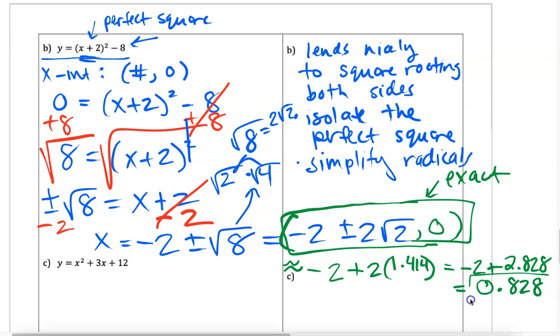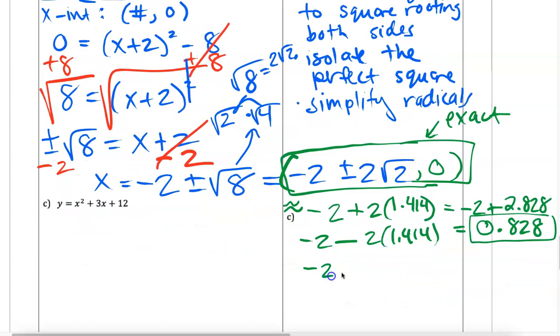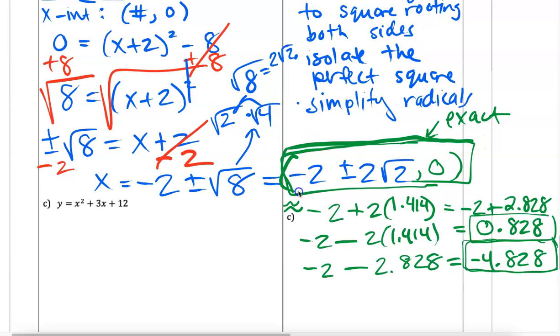So we're saying that that's one of the intercepts. And then the other one is when I subtract 2 times 1.414. So that's -2 minus 2.828, and then that would be -4.828. So these would be the decimal approximations for my x-intercepts so that I can check and see if I did them right when I look at the graph on Desmos. But this is how I would want you to write your answer, in exact form.